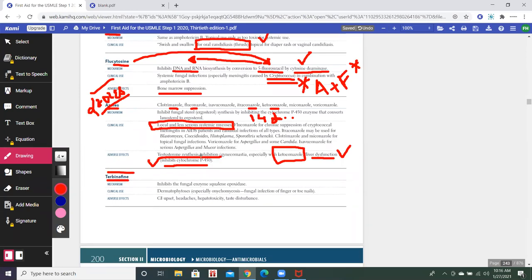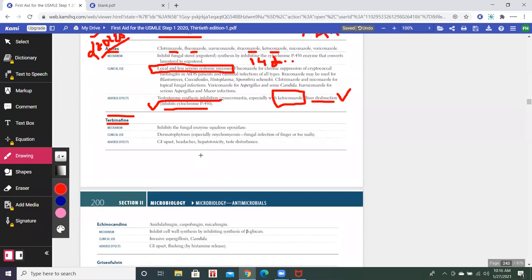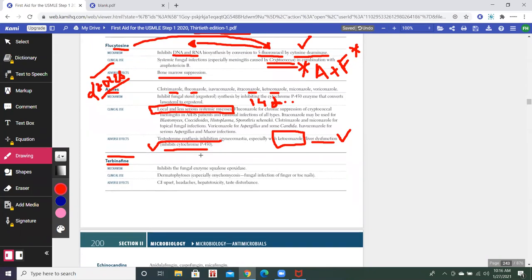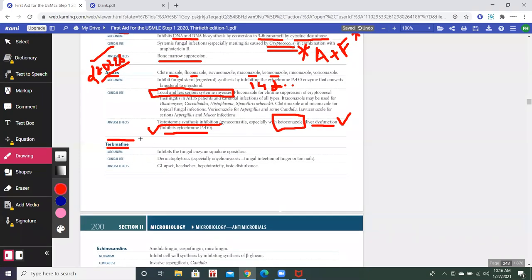Next one is terbinafine. Okay. Now, we know the mnemonic which we just learned, right? Terbinafine terminates lanosterol. So if you have to terminate lanosterol, you have to prevent squalene from being converted to squalene epoxide. So you inhibit the enzyme squalene epoxidase. If you inhibit squalene epoxidase, squalene will not be converted to squalene epoxide. Clinical use wise, terbinafine is used for dermatophytosis.